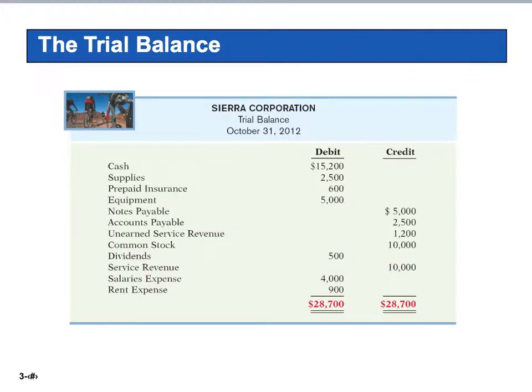Now, once we've completed all journal entries and posted them to all these different accounts, cash and supplies, prepaid insurance, we then total up the debits and subtract the credits, and we have the debit balance in cash of $15,200. We simply list this. This is a trial balance as of October 31st. List cash, a debit balance of $15,200.